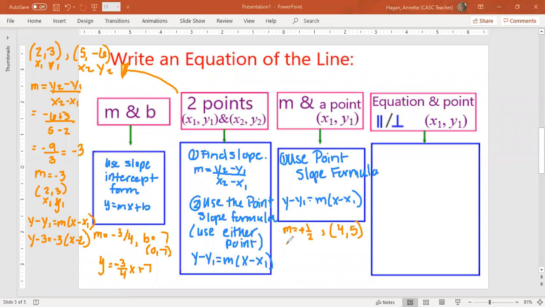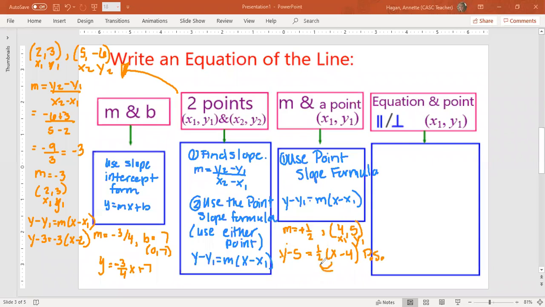So I'm just going to plug it into point slope. I have a point and I have a slope, so this will be my x1, y1. So I'll do y minus 5 equals 1/2 times x minus 4. And there it is in point slope form. Now from there, I can go to any other form I want. So this is point slope, but let's say I wanted to take it to slope intercept.